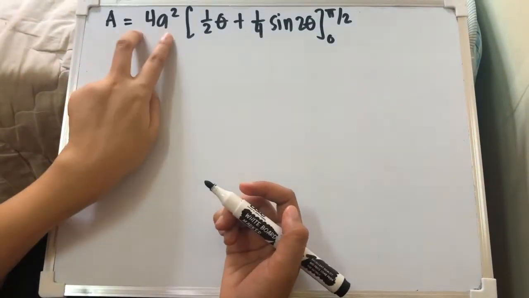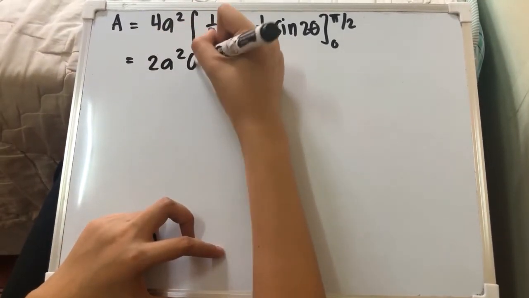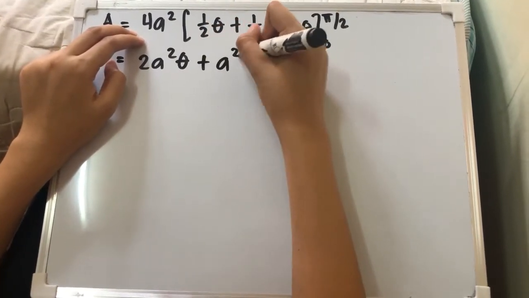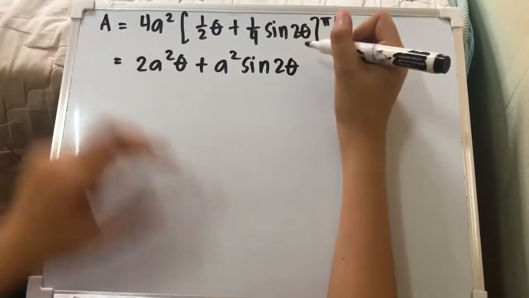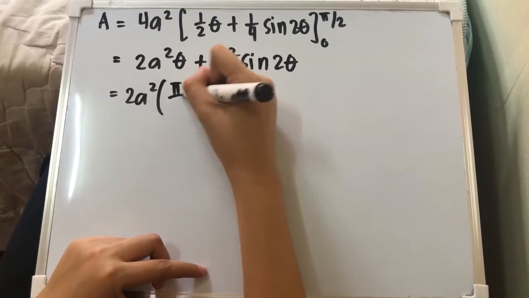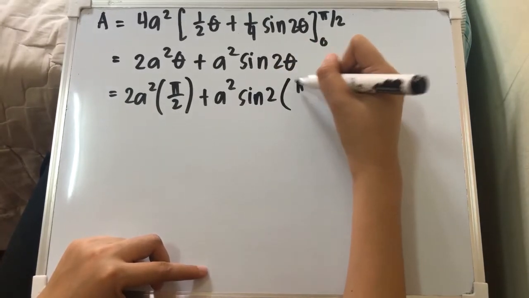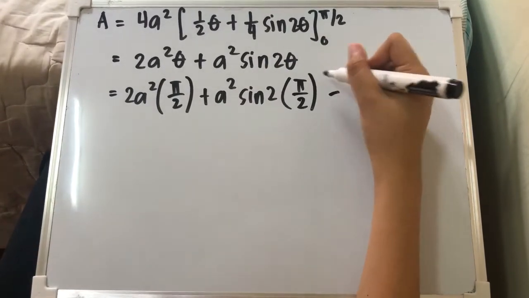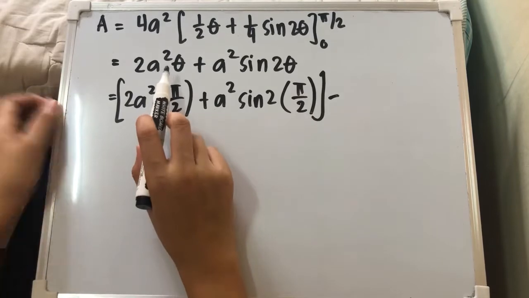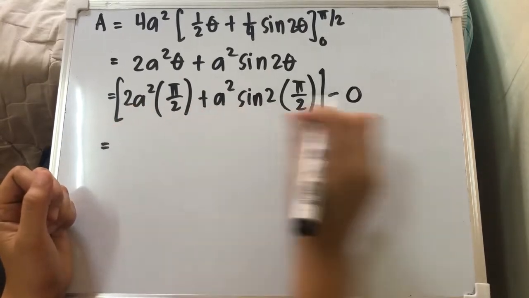So distributing our 4a squared, we have 4 times 1/2, that is 2a squared theta. 4 times 1/4, that is 1. So meaning to say we have a squared sine 2 theta. Now substituting our limits, we have 2a squared times our upper limit pi over 2, plus a squared sine 2 times pi over 2, minus, if you substitute the lower limit to our equation, this will result to 0. So that being said, that is 0.